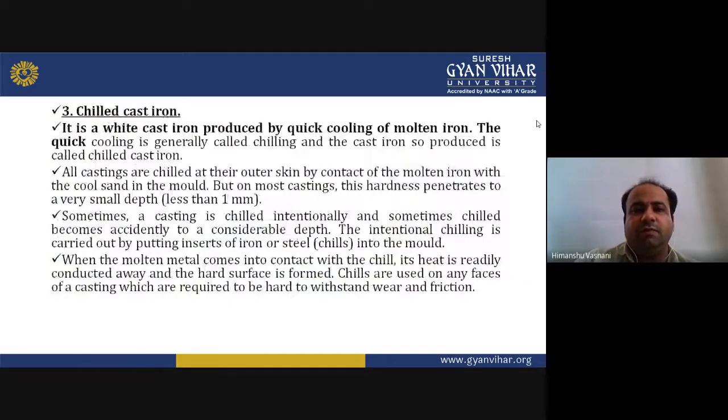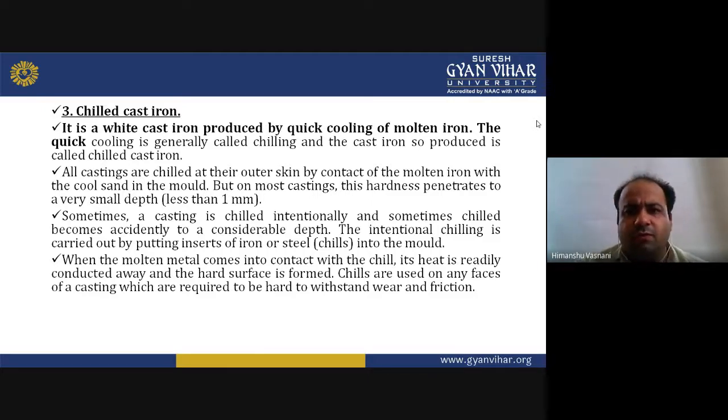Then we go further with the chilled cast iron. It is a white cast iron produced by quick cooling of molten iron. The quick cooling is generally called chilling, and the cast iron so produced is called chilled cast iron. All castings are chilled at their outer skin by contact of the molten iron with the cool sand in the mold. But in mold castings, this hardness penetrates to a very small depth, less than 1 mm.